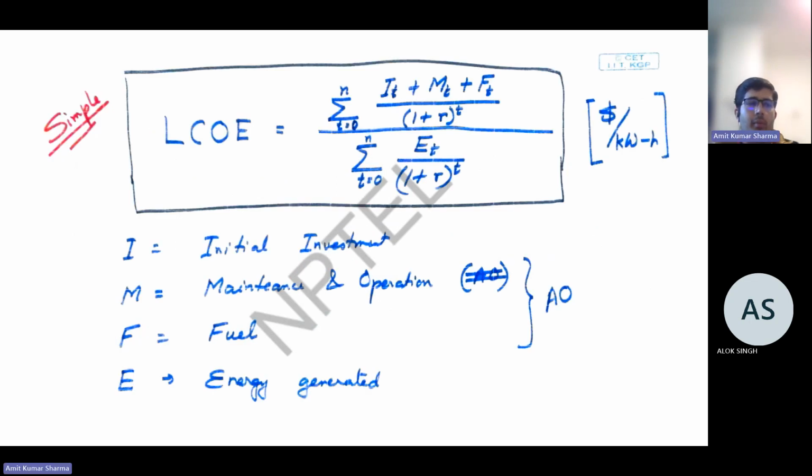So this is the simple formula for LCOE, where I is the initial investment, M is the maintenance and operation cost, F is the fuel cost, E is the energy generated. Okay, AO is the annual operating cost. The unit will be dollar per kilowatt hour.